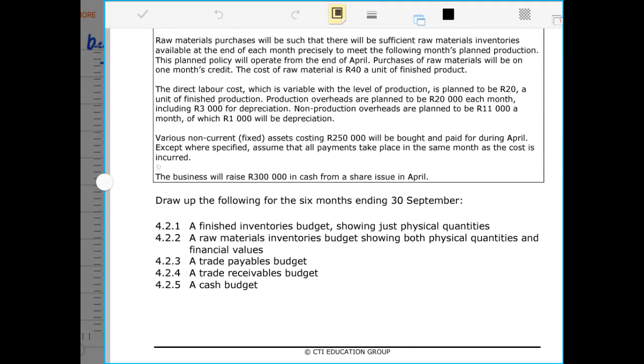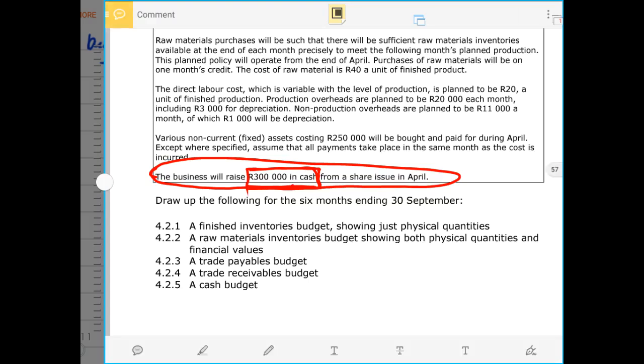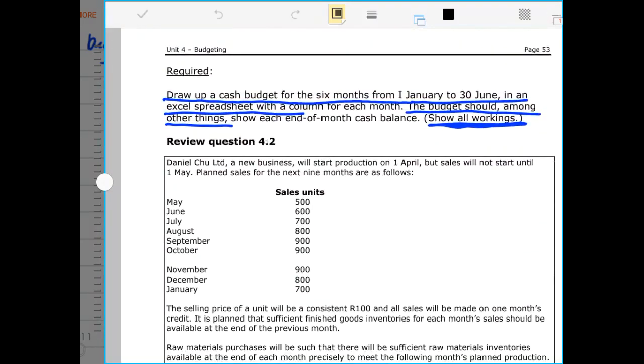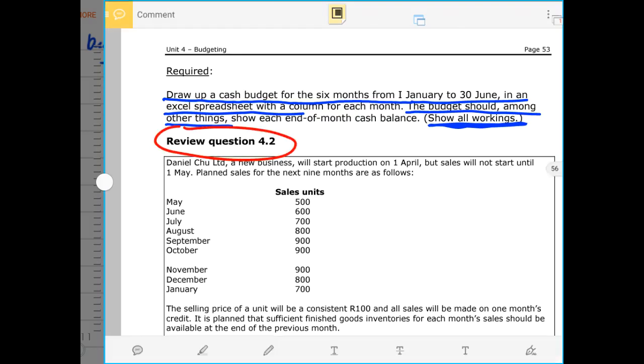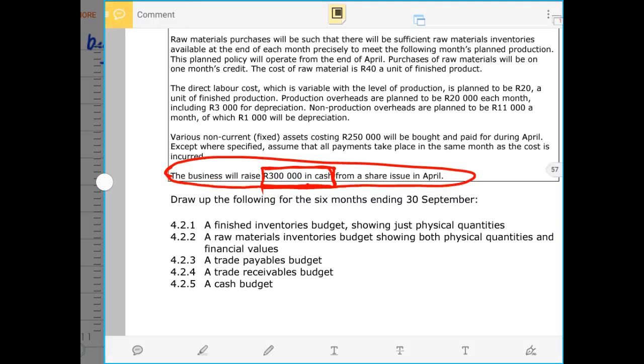This entry says the business will raise 300,000 from the issue of shares, and the cash of the issued shares will be 300,000. They assumed they said the same thing in the previous one, but they forgot to say that. I don't want you to make a mistake and get confused about where the 300,000 is coming from. This is review question 4.2, but they forgot to give us this entry in this exercise, and they recorded it in the solution as if it was there.